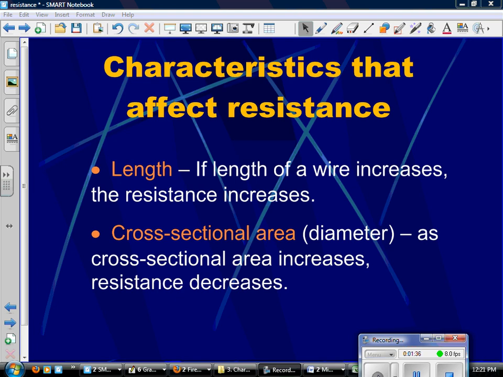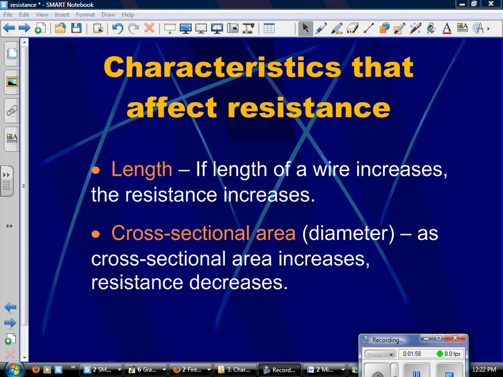Now, if you've got some materials that have atoms configured in a certain way, electrons are going to bump. They're not going to be able to flow nice and freely through that wire. They're going to bump more, and that's going to increase the resistance. If you have a longer piece of wire, you're going to get more bumps, so it's going to take longer. That's going to increase resistance.